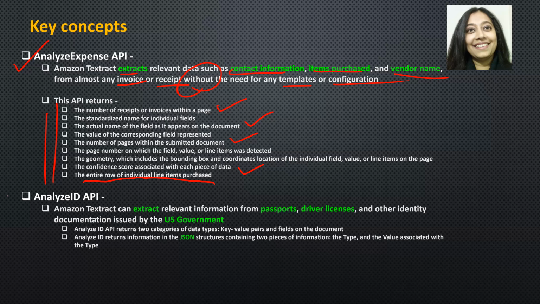The last one and the fourth one is analyze ID. As we said earlier, right now it can only work with IDs that are issued by the US government, right? So like passports or driver's license. And this particular analyze ID API returns basically data types, key value pairs, and fields on the document. Now it returns this information in a JSON structure, right? And of course, the JSON structure has type and the value associated with that type.